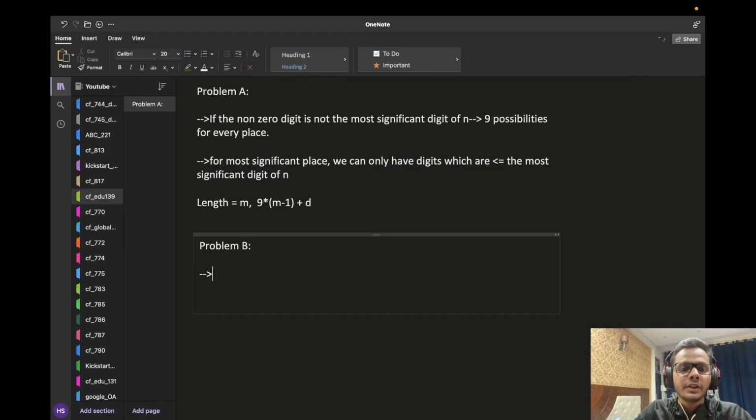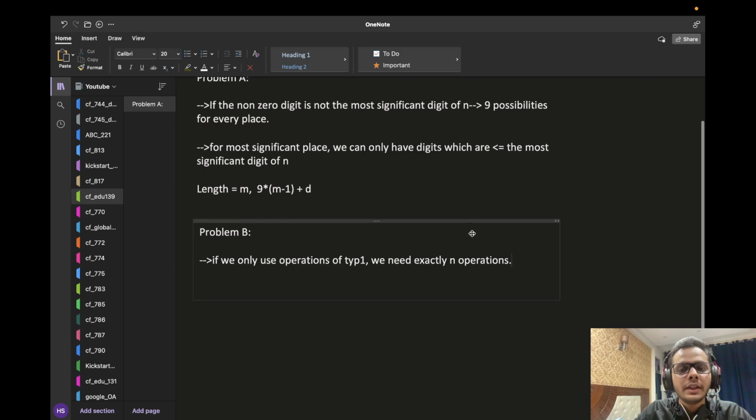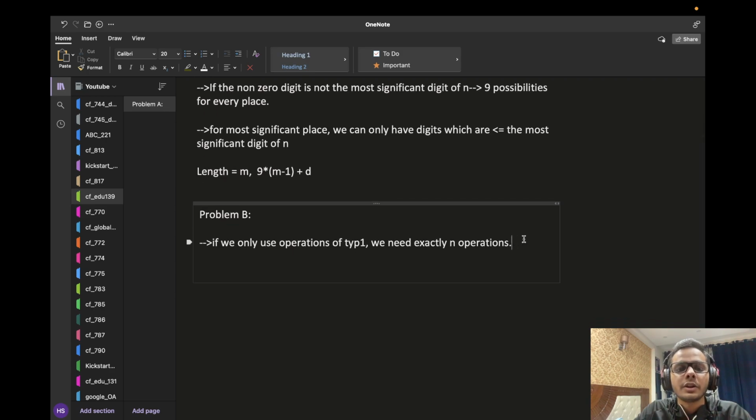So the first thing which we can note here is that if we only use operations of type 1, in this case we will make exactly n operations, right? We need exactly n operations. So if we only use operations of type 1, we will need n operations, and we can't do it in less than n operations using only operations of type 1. Okay, so that means our requirement boils down to using at least one type 2 operation.